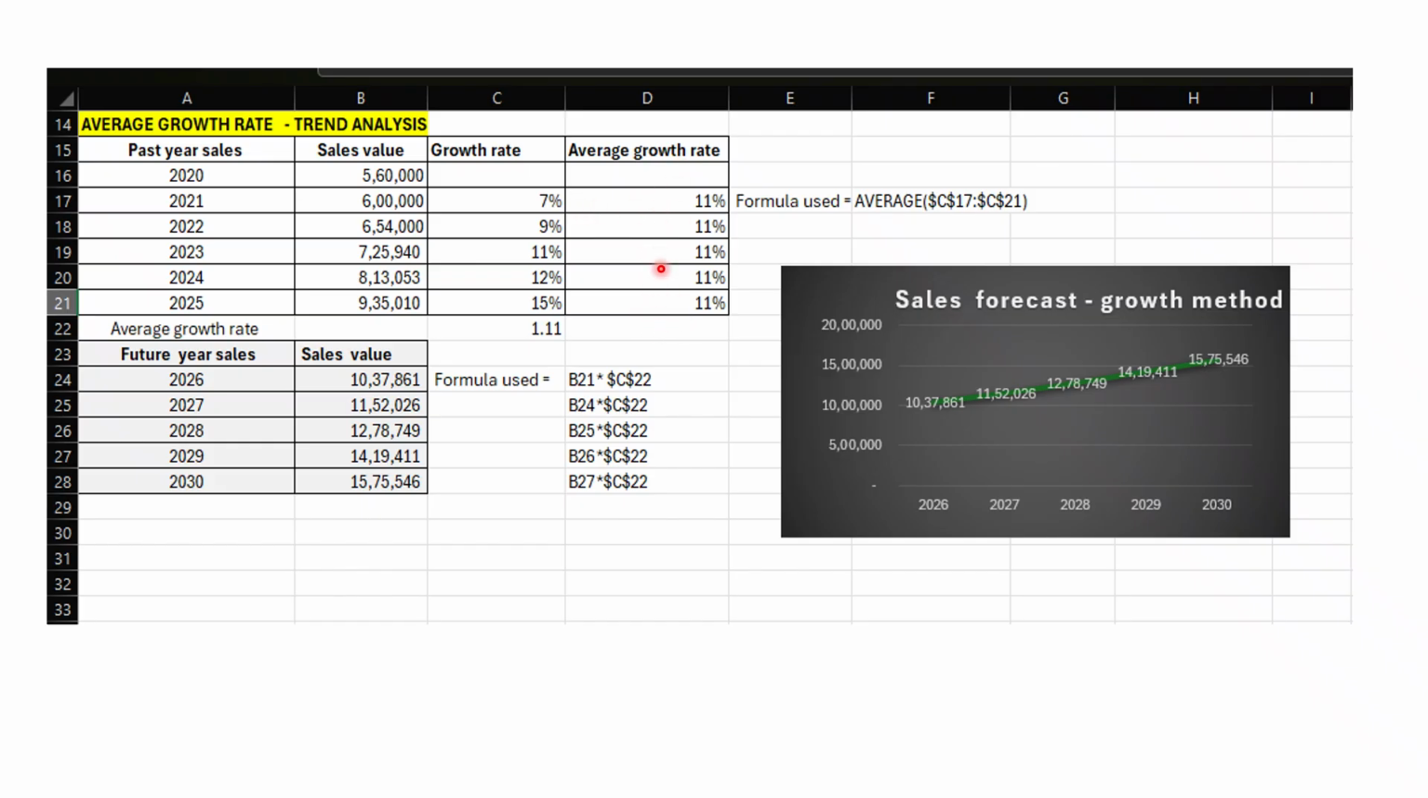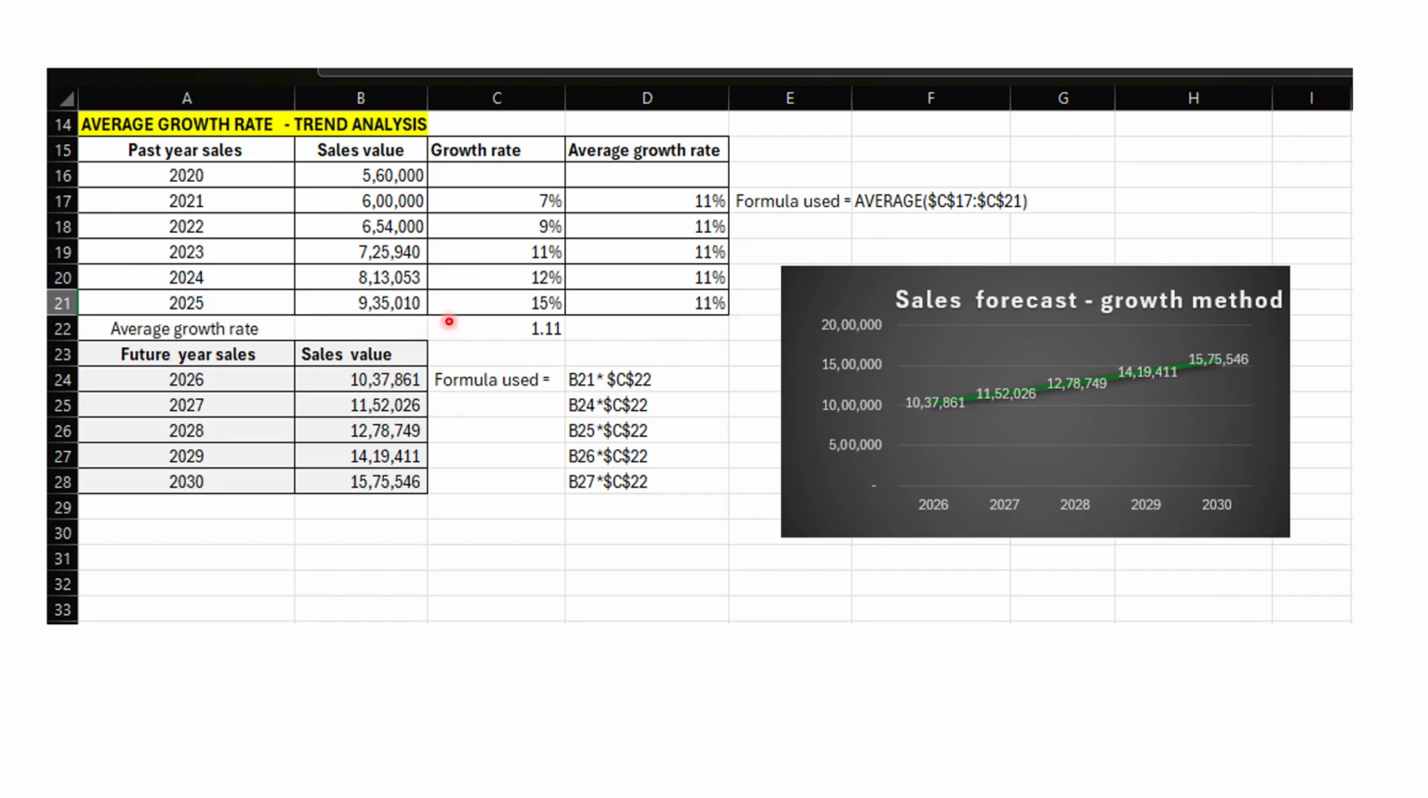After I get the average growth rate, I'm estimating that for the future 5 years the sales value will be raised by 11 percent. Here I have used a formula for B21, which is 9,35,000, my last year 2025. I am getting the sale value as 9,35,010 rupees. I am estimating my growth rate on an average will be 11 percent. Based on the past year sales, I am getting the average growth rate. So I fixed the 11% as the average growth rate. I am estimating my sales will rise by 11% for the future 5 years. So here I'm taking it as an average.